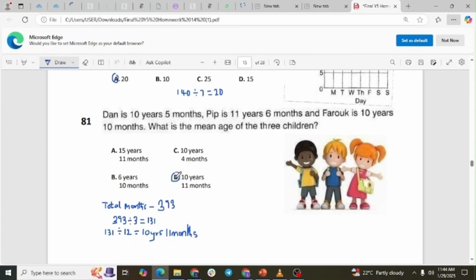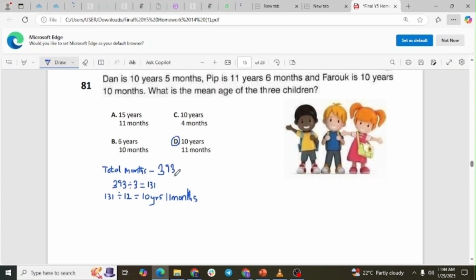Explanation. Convert all ages to months. Dan equals 10 times 12 plus 5 equals 125 months. Pip equals 11 times 12 plus 6 equals 138 months. Farouk equals 10 times 12 plus 10 equals 130 months. Add total months: 125 plus 138 plus 130 equals 393. Divide 393 by 3 equals 131 months. Convert back to years: 131 divided by 12 equals 10 years and 11 months.